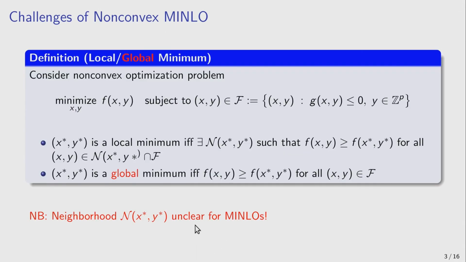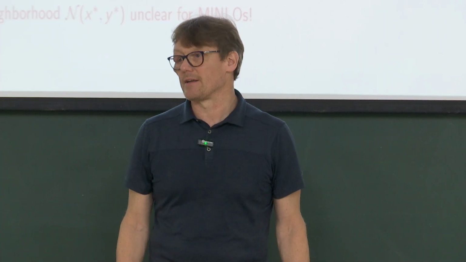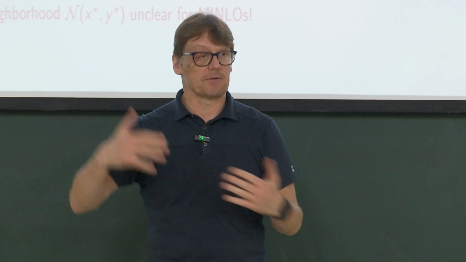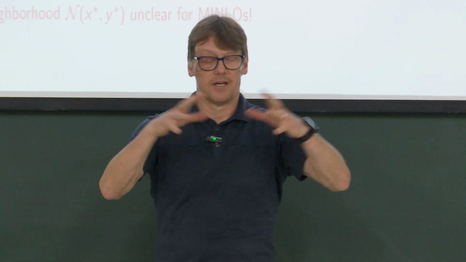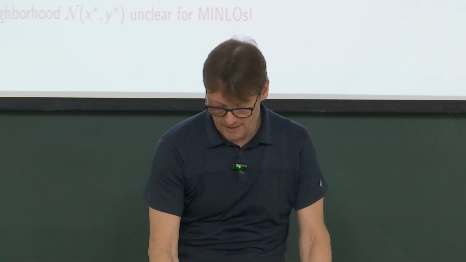And it's not clear maybe how to do neighborhoods in mixed integer nonlinear optimization, and that's quite all right. So for integer variables, a neighborhood is maybe not well defined, but you could imagine, for example, taking the neighboring points on some lattice, then the points that are within a certain distance of the current point.